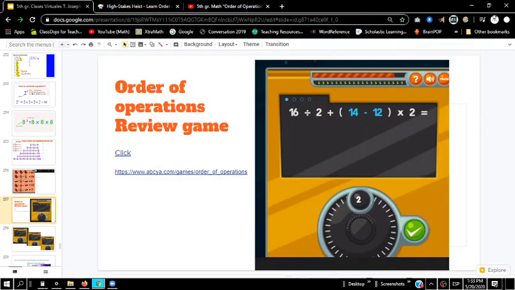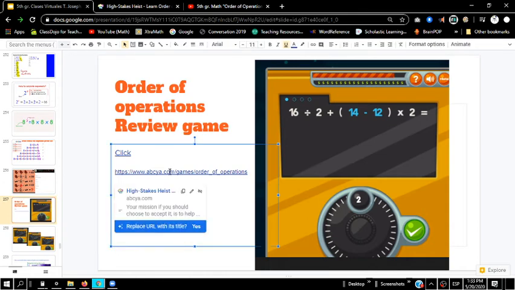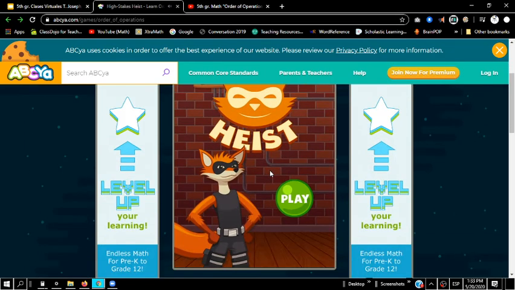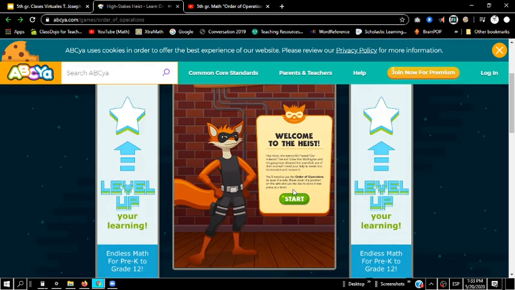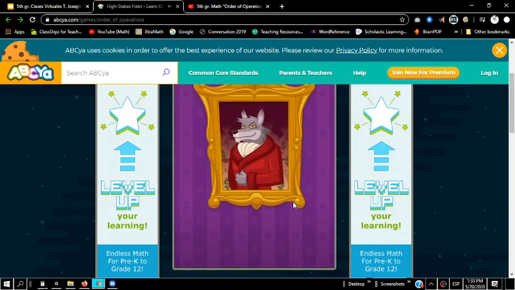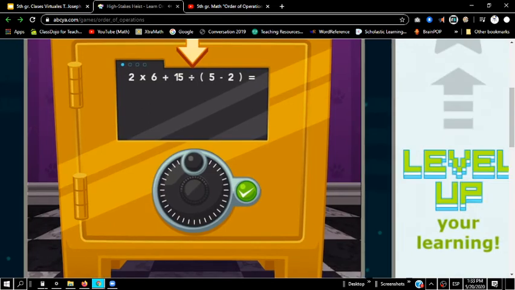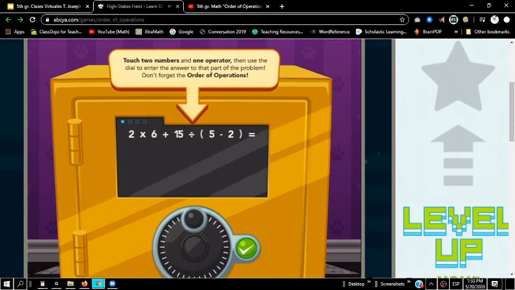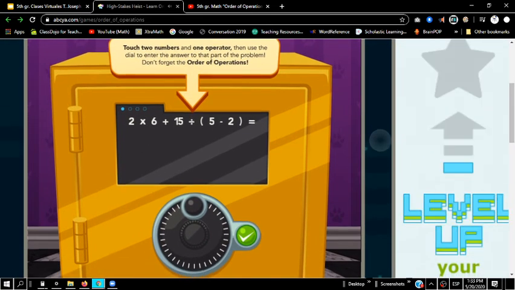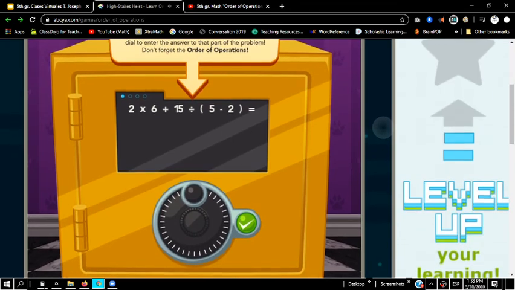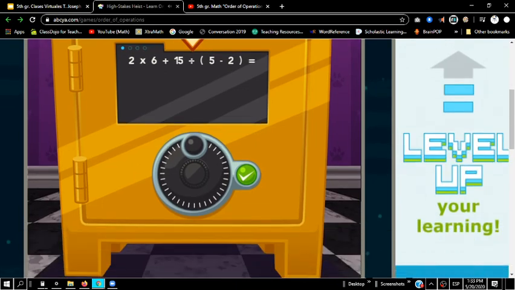But we're going to finish class by understanding order of operations a little bit more with this game. It's called ABCya.com. I have the game right here. I'm just going to press play. To see how to play the game, you need to touch 2 numbers and one operator and then use the dial to enter the answer to that part of the problem. You cannot forget the order of operations.